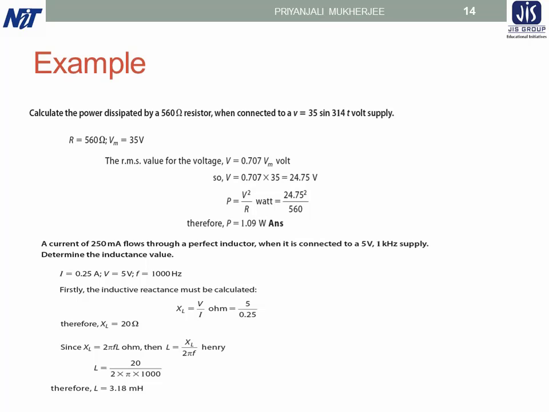The next example is a current of 250 milliampere flowing through a perfect inductor connected to a 5 volt 1 kilohertz supply. We need to find the inductance value. We know XL is equal to V divided by I, and V is given as 5 and I is given as 0.25 ampere or 250 milliampere. So XL can be calculated as 20 ohm. And we know XL is 2 pi fL. If we put in the values of frequency and XL, we can find the value of L, which is equal to 3.18 millihenry.